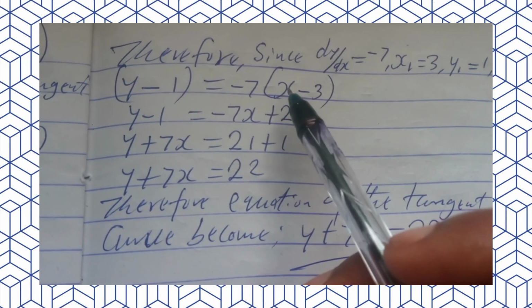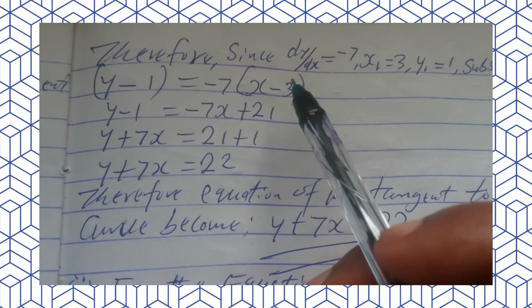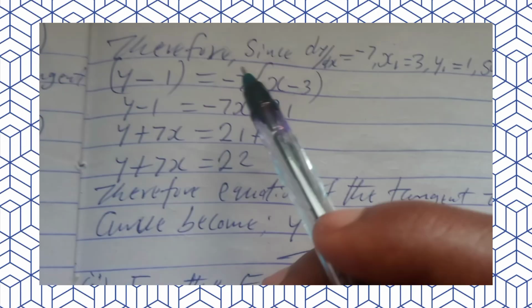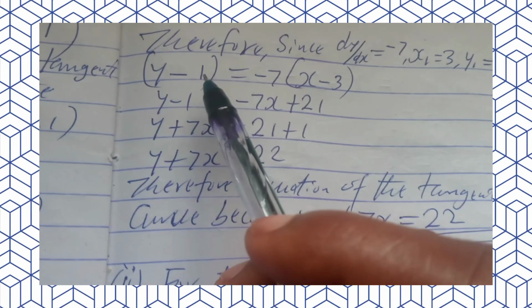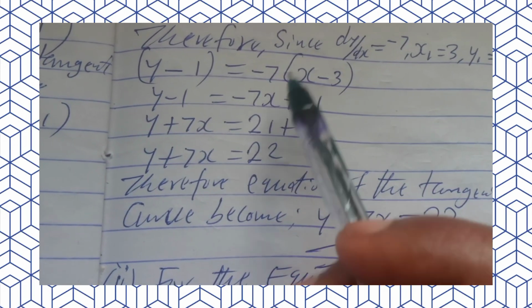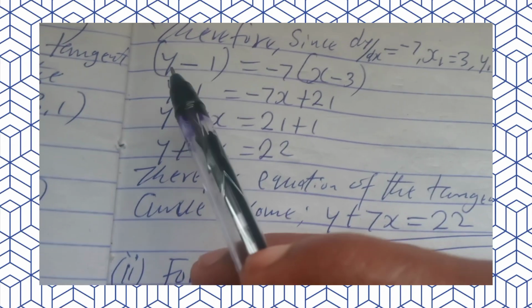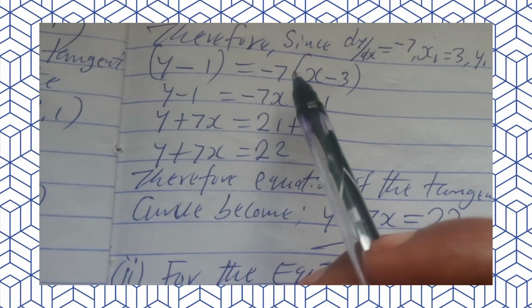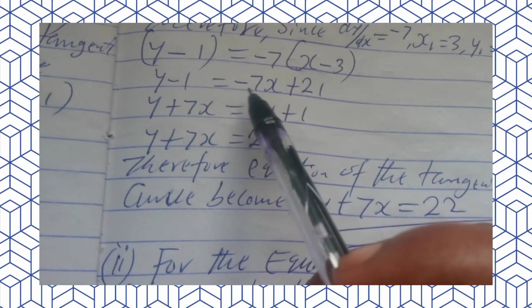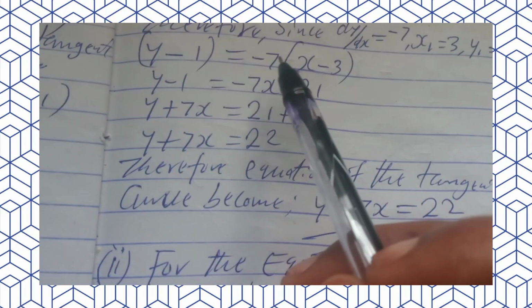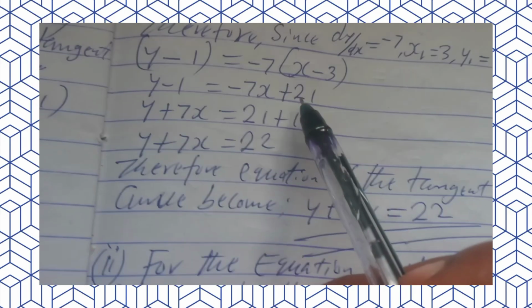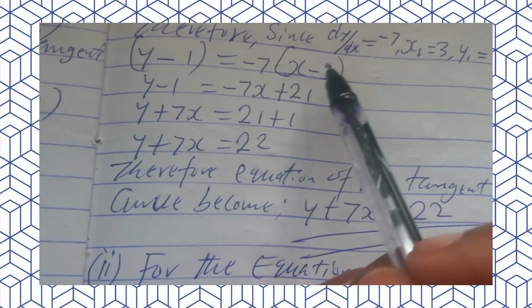Then bracket x minus x1. You know that our x1 is 3. So that is why you have y minus y1 equals minus 7 times x minus 3. So this is y minus 1 equals minus 7 times x, going to give us minus 7x, plus minus 7 times minus 3, going to give us plus 21, because minus times minus is plus.